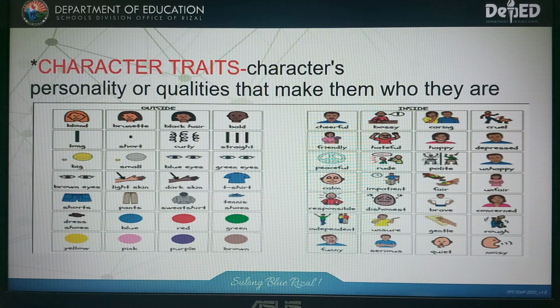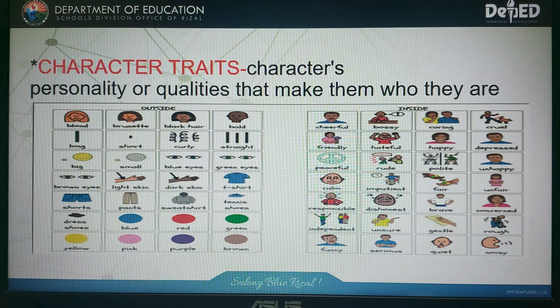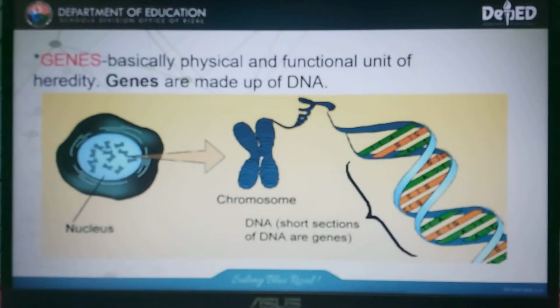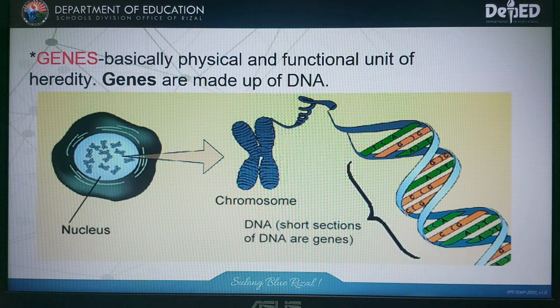So the first one is character traits. When we say character traits, it is a personality or qualities that makes them who they are. It is subdivided into two, outside and inside. Outside, these are characteristics na makikita natin katulad ng hairstyle, hairlines, color ng eye, skin color. And inside, these are the qualities of an individual such as being cheerful, friendly, calm, peaceful, etc.